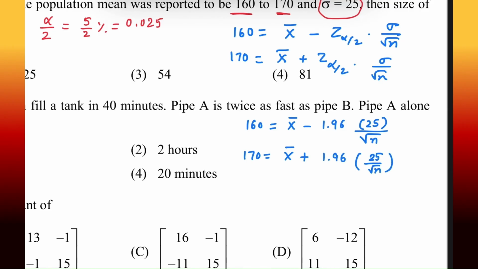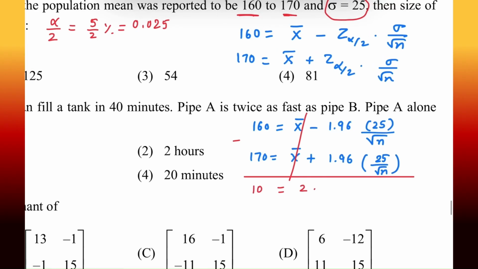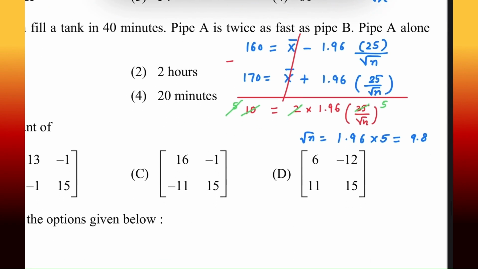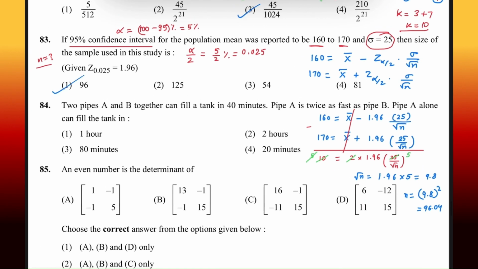Alright, so now you have two linear equations. You can always subtract them, so then x bar gets eliminated. And then you get 10 equals 2 times 1.96 into 25 by square root of n. Then you can cancel out both sides by a factor of 2, and then by a factor of 5. So finally you get square root of n as 1.96 into 5, which is 9.8. Now what is n here? n will be 9.8 squared, which is 96.04. So the approximate value of n is 96, which is option 1. Hence option 1 is the correct answer for this question.